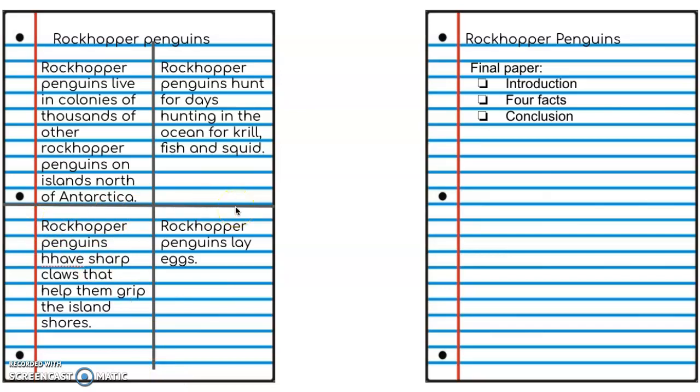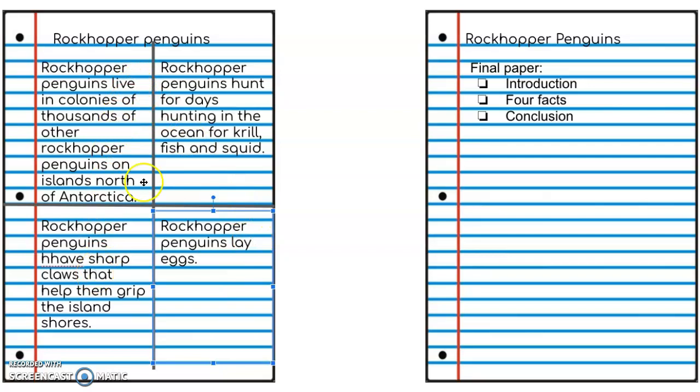Now, one of the first things you're going to want to do is make sure that those are complete and full sentences. Some of you may have just taken a note and some of you may have written a full sentence. So here, if I would have just said lay eggs, I would need to change it to rockhopper penguins lay eggs. And then I would need a period at the end.